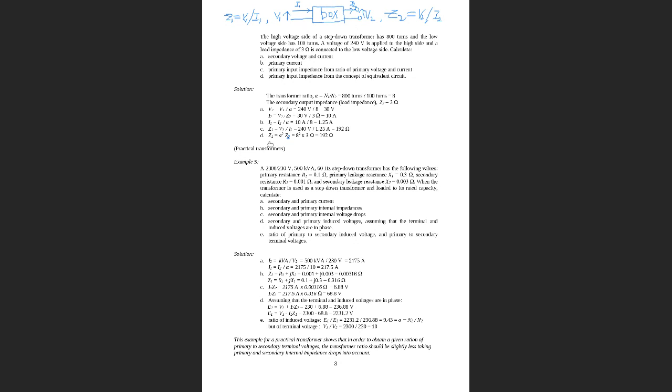So the primary impedance, when you're looking at the primary, the primary input impedance, the equivalent impedance, is A squared, the transformation ratio squared, times the secondary impedance. So this is the secondary impedance referred to the primary, or the equivalent impedance when looking at the primary, which is A squared times 3. Okay, that's it. So that's the equivalent circuit concept.